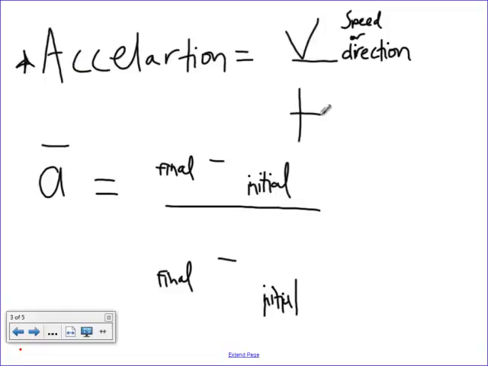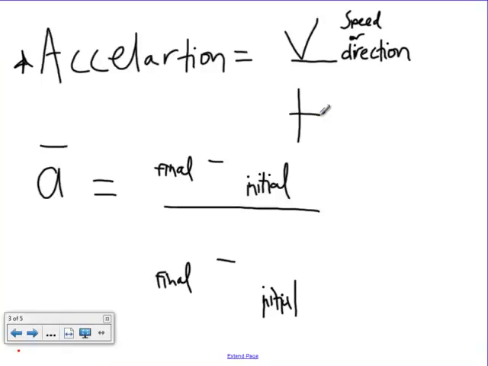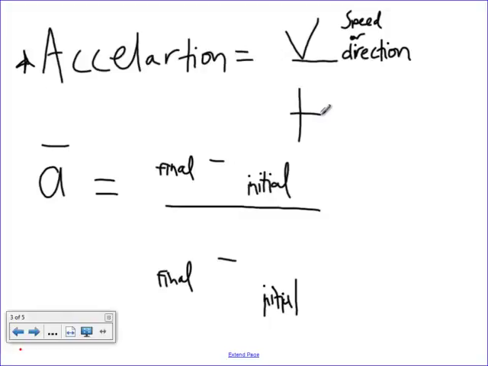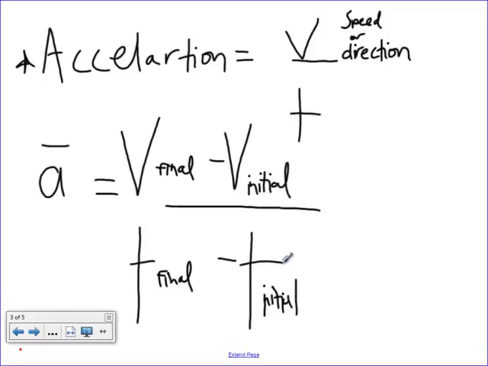All right, so there's the equation for acceleration. To find the average acceleration of something, I take the final velocity minus my initial velocity. This is what I was doing kind of on the speed graphs. Then I divide by my final time minus my initial time.